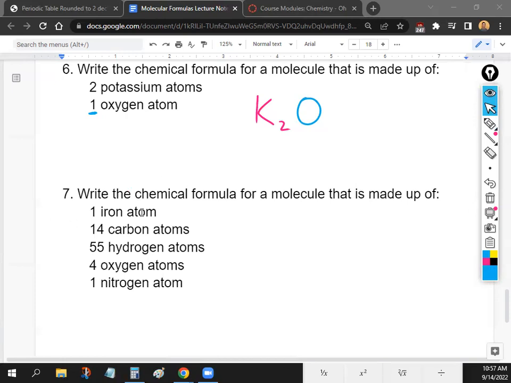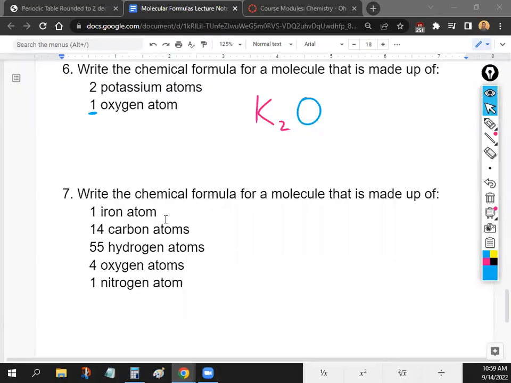Alrighty, guys. So this will be the last question for the lecture for today. So I'll give you guys maybe about 2 minutes. I want you guys to try writing the chemical formula for this molecule. Again, make sure you guys look it up on the periodic table. And then after that, I'll let you guys get started on your assignment. All right. Take about 2 minutes to finish that up.